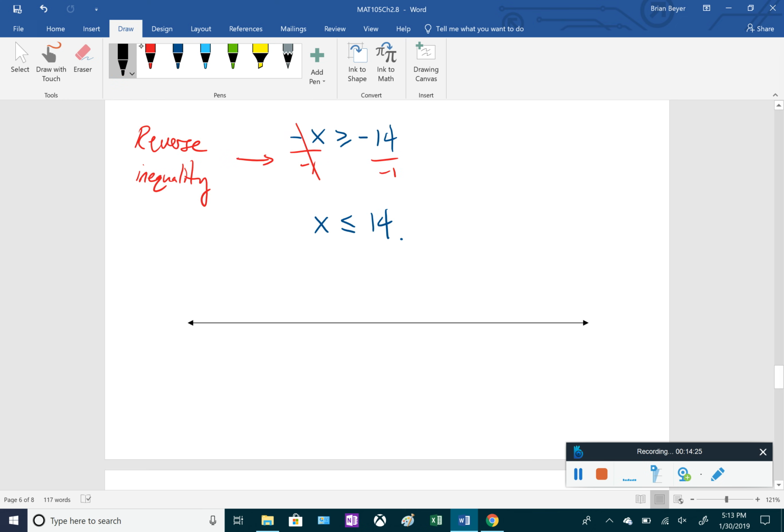So on the number line here, I'm just going to put a 0 and 5, 10, 15. So maybe 14 would be right about here. Just going to erase this 15. So we're going to fill in the circle because it's or equal to. And it's everything less than it, so to the left. And that's our graph for it.